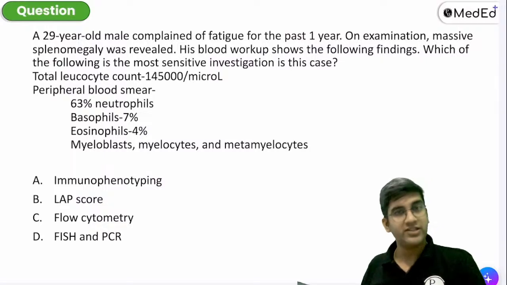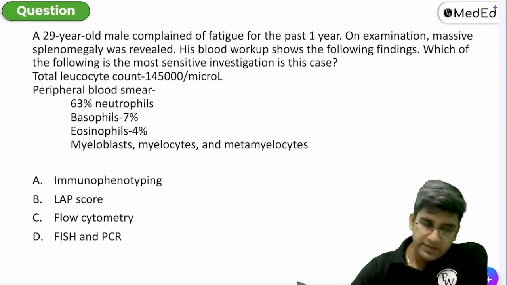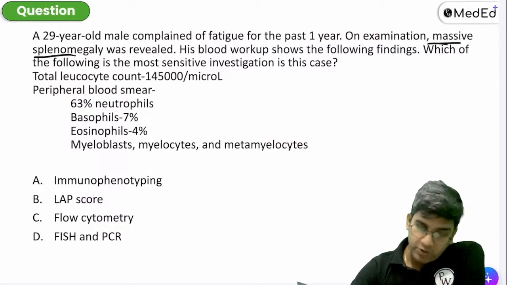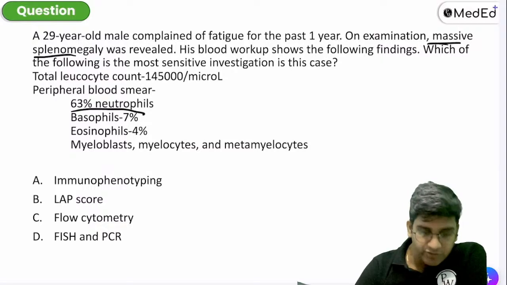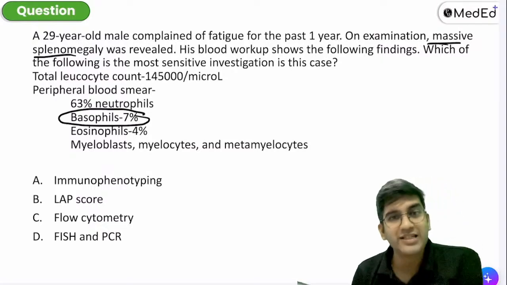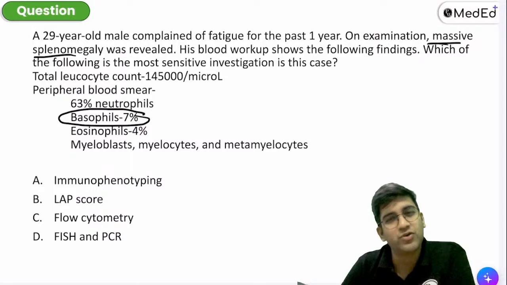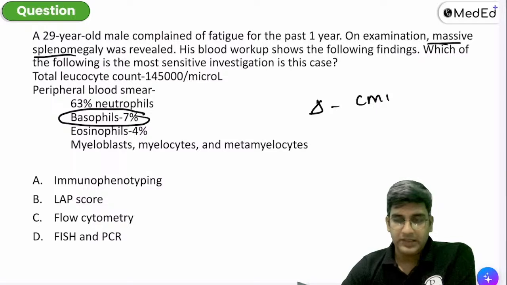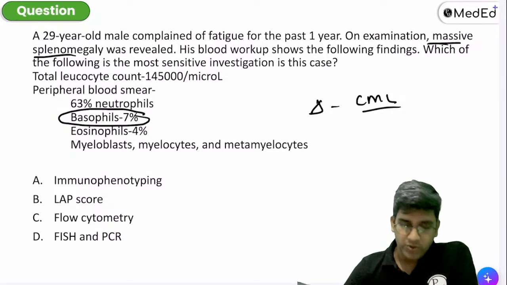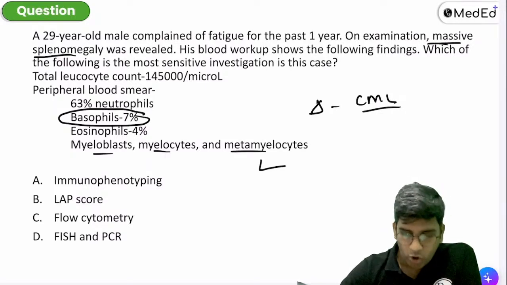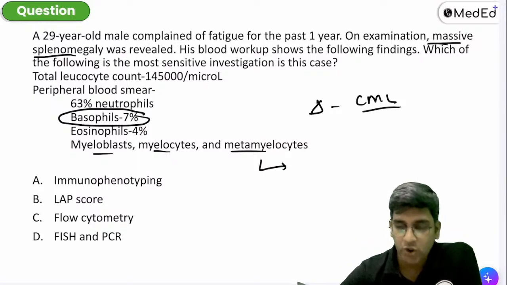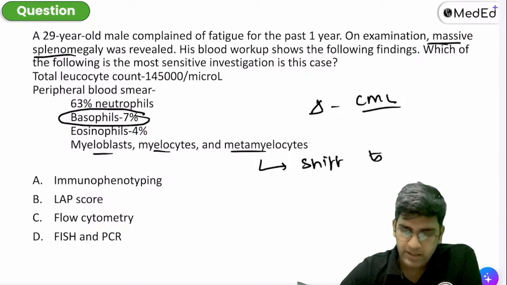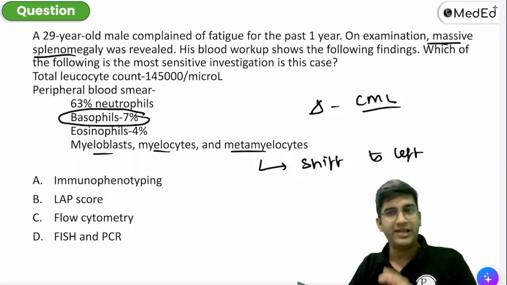Next question. First tell me the diagnosis, then let's look at what to work with. A 29-year-old person, splenomegaly is present, massive splenomegaly, and the patient has a very classical finding of basophilia. Now tell me, what is the diagnosis? CML, right? It's chronic myeloid leukemia. You have the maturing immature cells: metamyelocyte, myelocyte, myeloblast. We call this shift to left. They have left shift, basophilia, massive splenomegaly, only one diagnosis: CML.